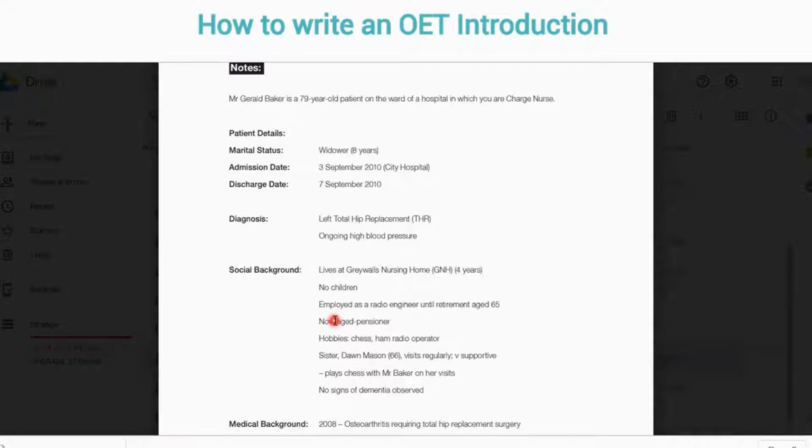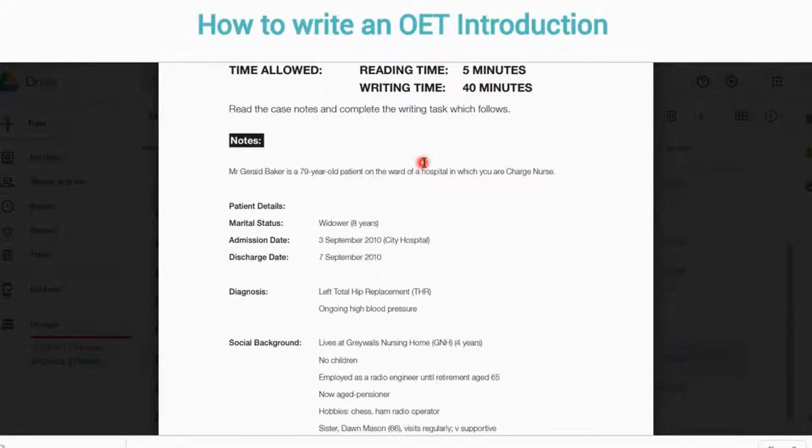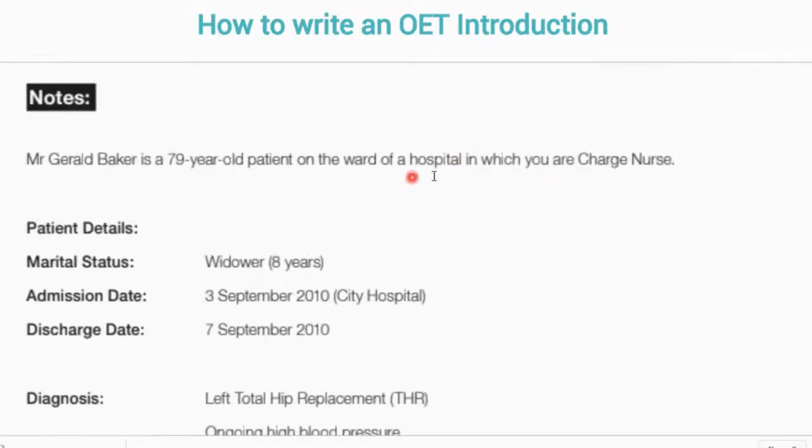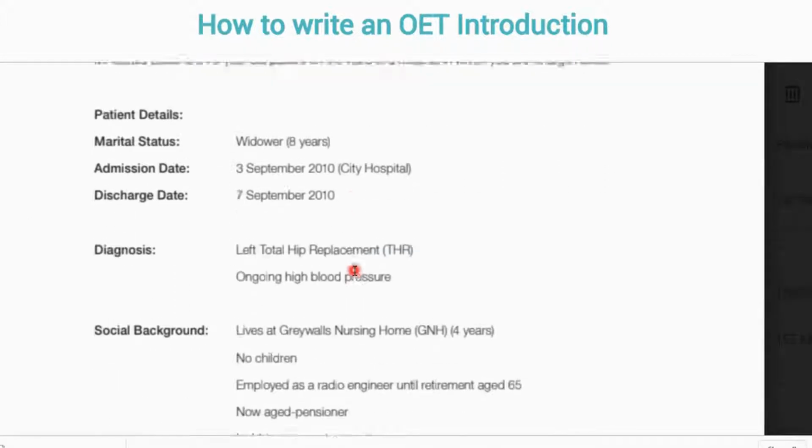What else? Where he is now and what is the purpose? Okay, so where is he? Is he in a hospital, Jancy? I think he is. Okay, sir. Yep. So his name's Gerald Baker. He's in a hospital. And why is he in the hospital?